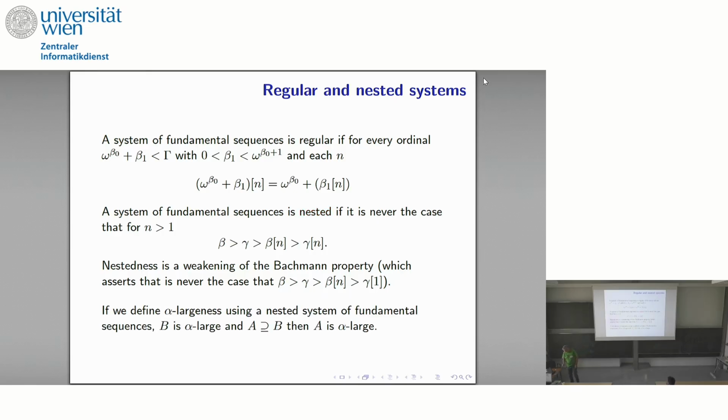And so the idea is that if we define alpha largeness using a nested system of fundamental sequences, we also have that other property that I already underlined before, that a superset of an alpha large set is also alpha large. And here nestedness is essential for showing this.